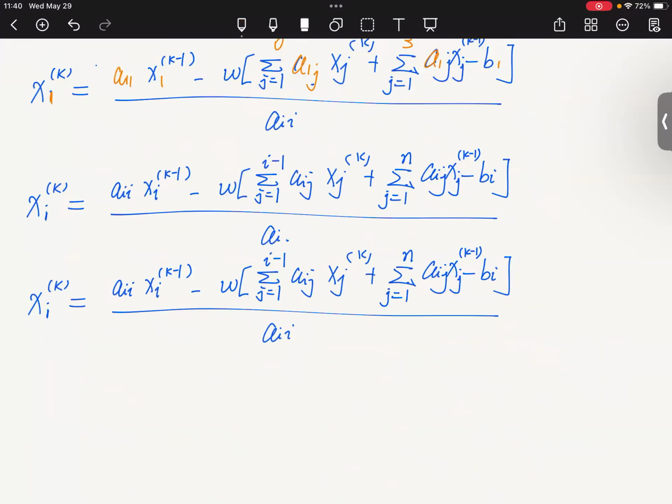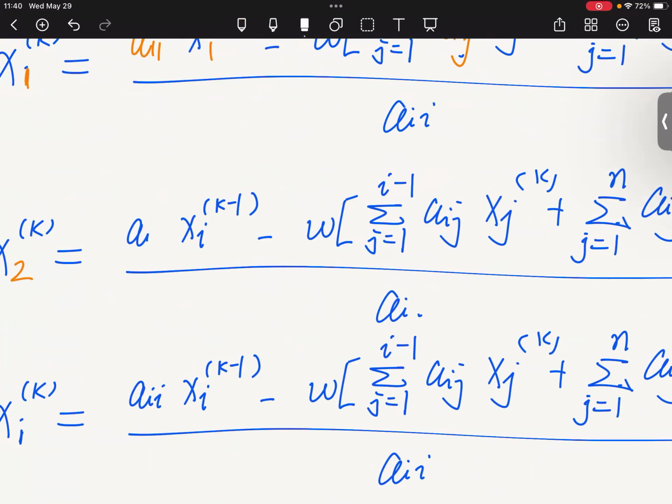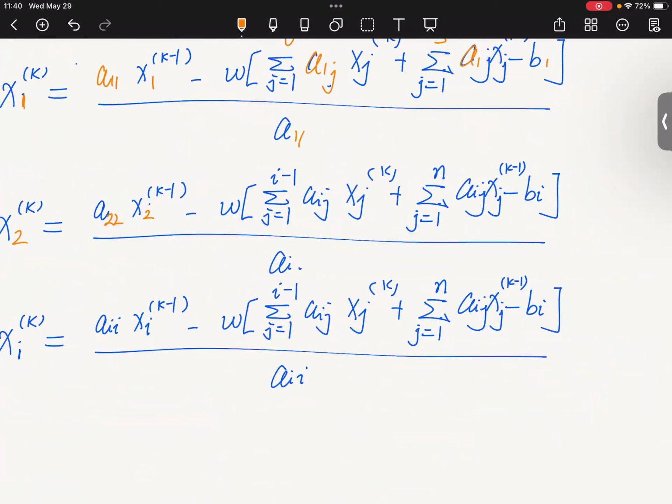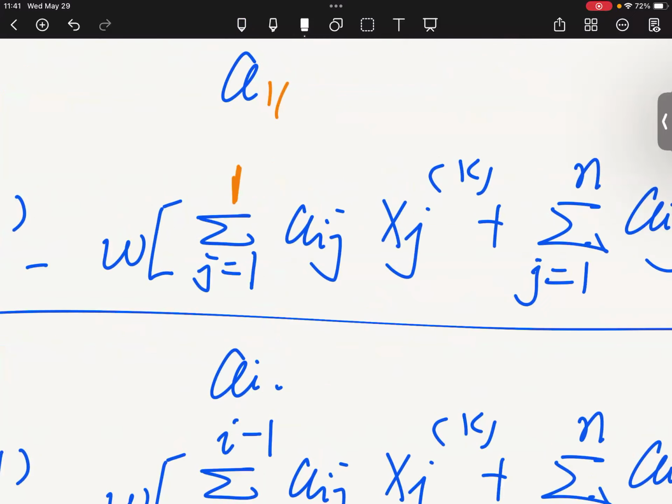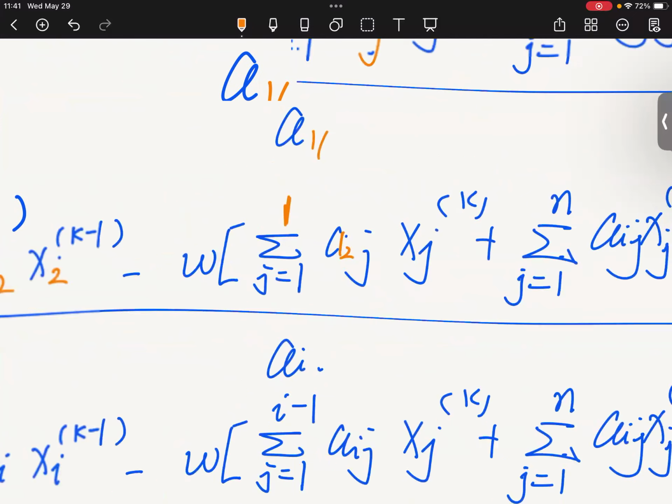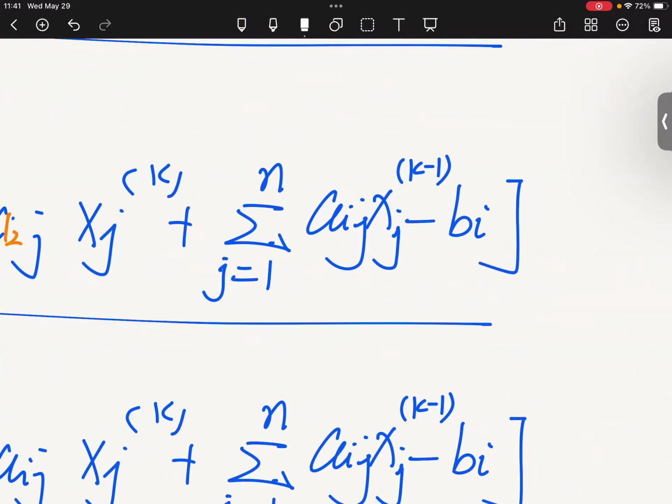Now what about the second equation? For the second equation, we just change the i to 2. This one is 1, 1, and this one is 2, 2, and this one is also 2. So this is the component-wise calculation here. Then this is i minus 1, with i equals 2 now, so this one is just 1. And here, this is Aii, i equals 2, and then A2j, and this is also A2j. I guess there's something wrong here.